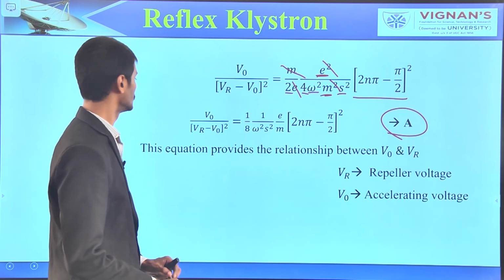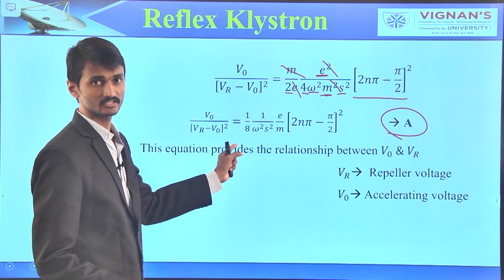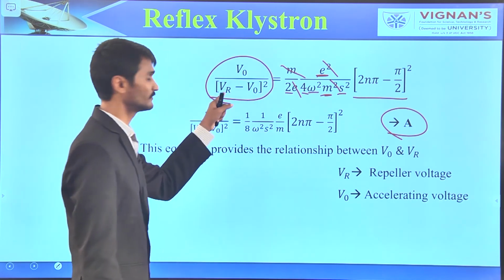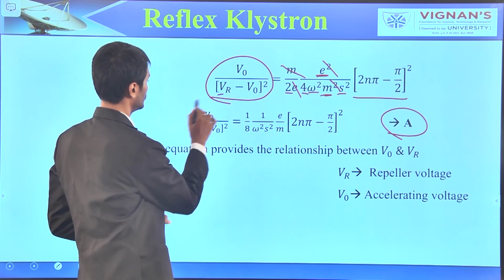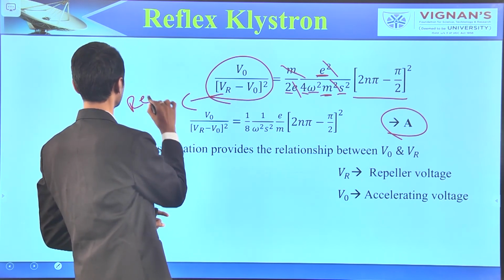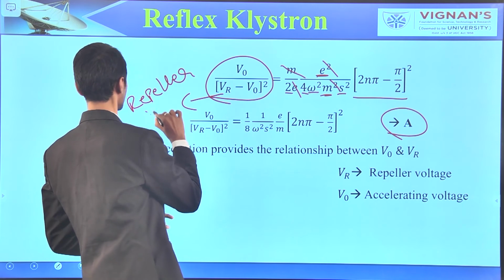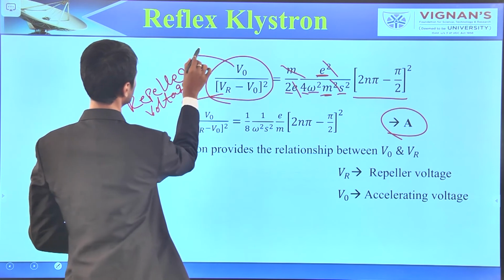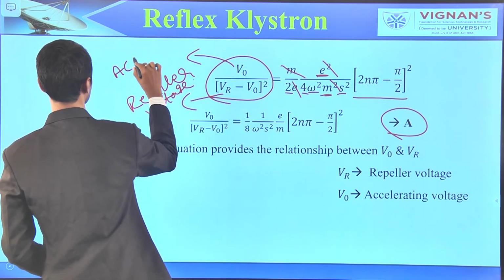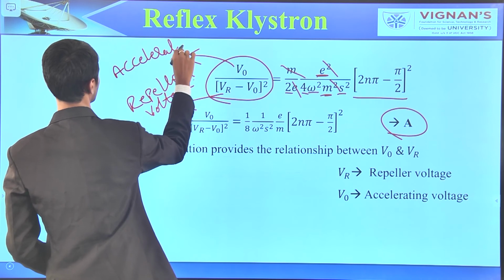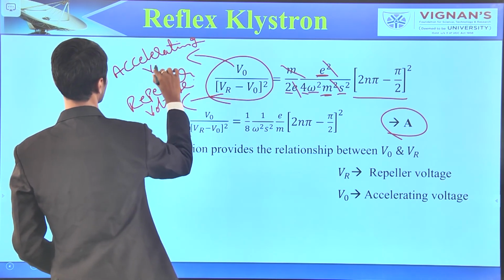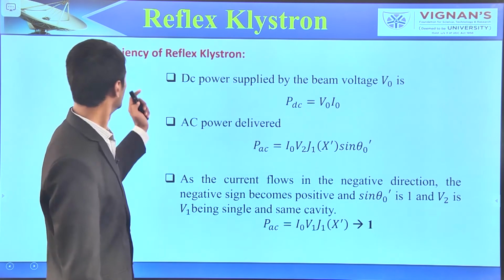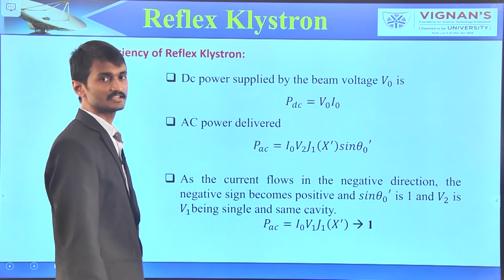Okay, so this equation provides the relationship between repeller voltage and, as V naught is nothing but the accelerating voltage. Next, efficiency of reflex klystron.